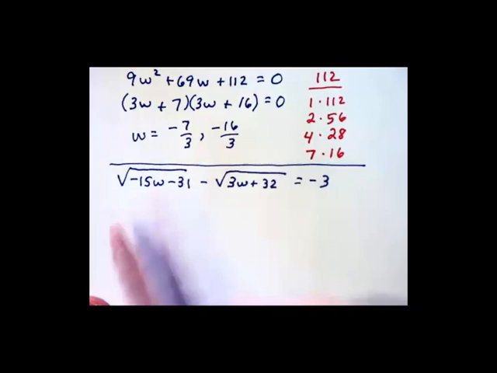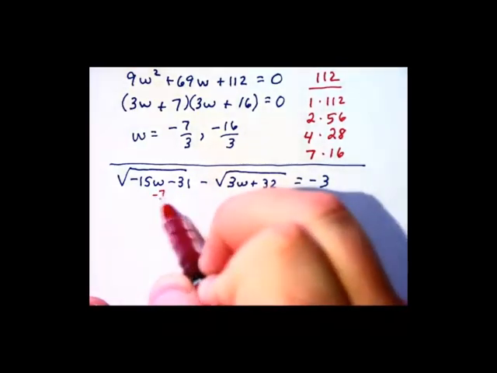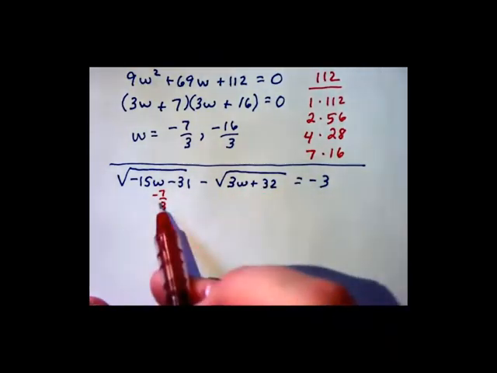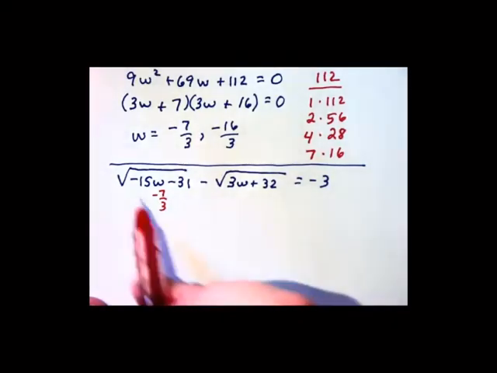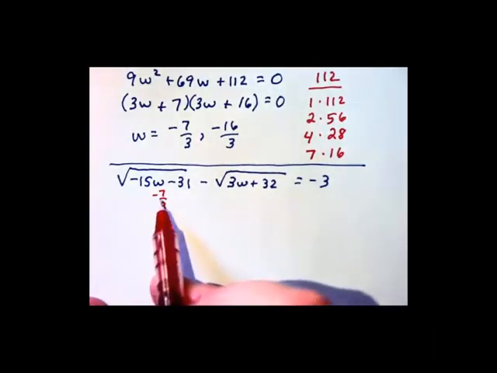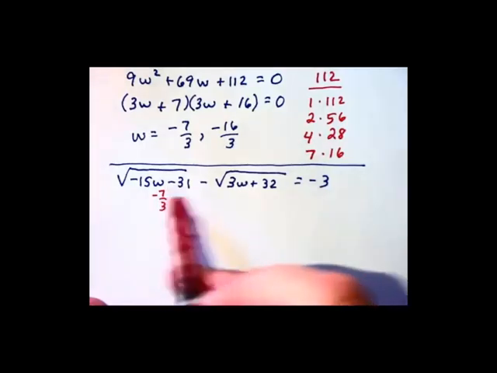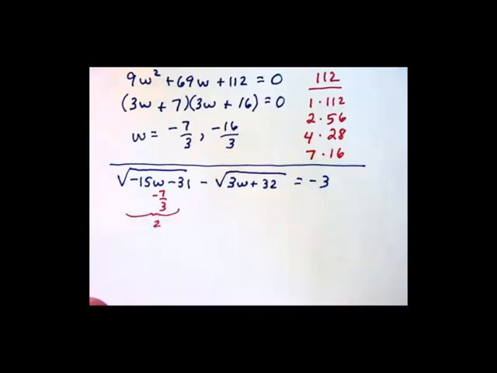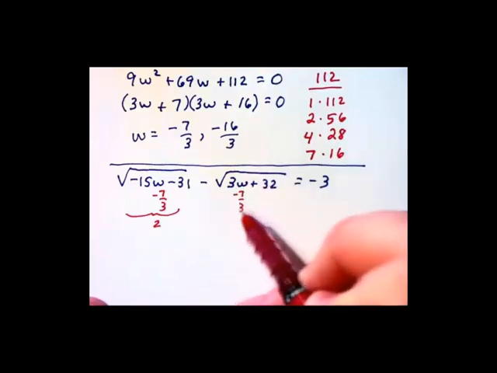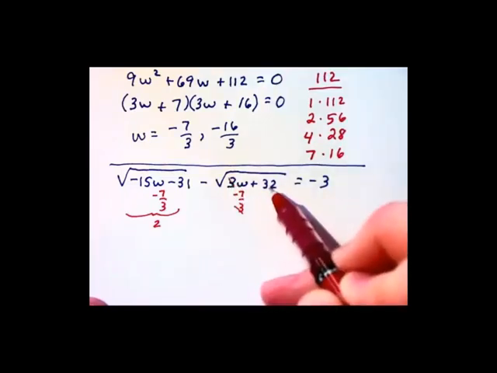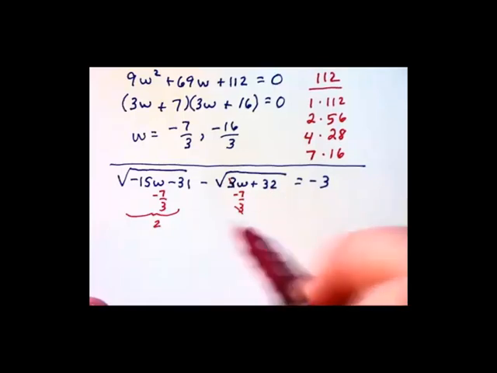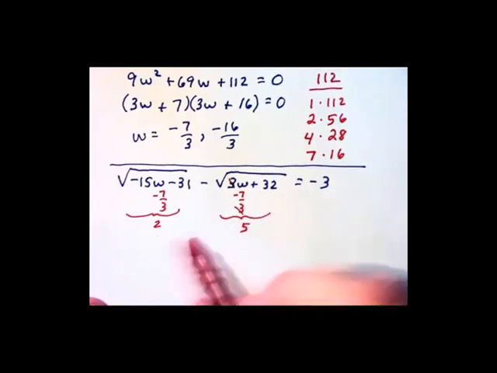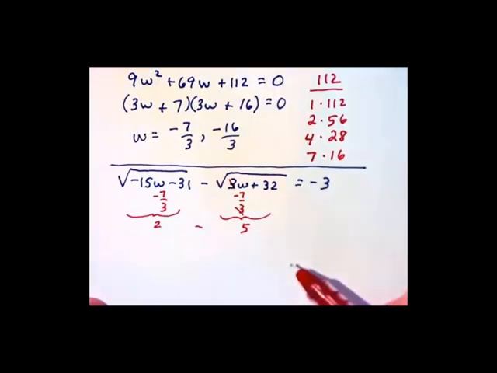Negative 7/3. When you plug that negative 7/3 in, the negatives are going to cancel, making positive. The 3 will cancel with the 15, making 5, times 7 is 35. 35 minus 31 is 4, and the square root of 4 becomes 2. Negative 7/3 here, the 3's are going to cancel, so we get negative 7 plus 32, which is 25, square rooting to 5. Is 2 minus 5 equal to negative 3? Yes, it is. And so negative 7/3 does check.